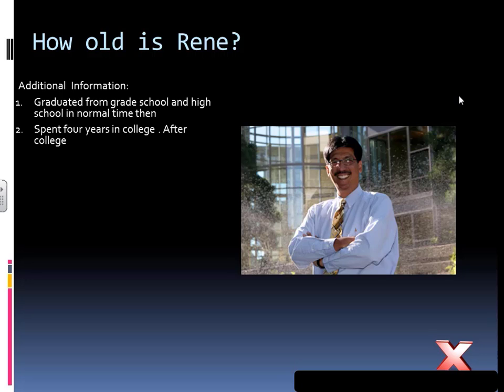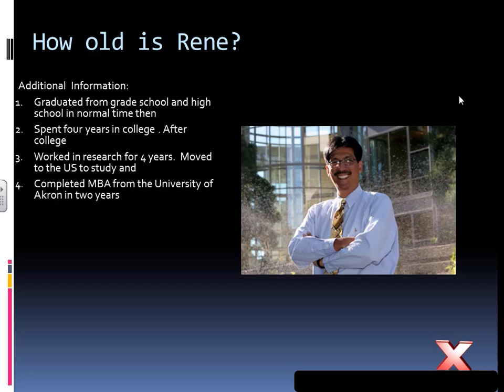Next. So spent 4 years in college. Again, normal time. Useful? Yeah. And then after college there's a series of information here. Worked in research for 4 years. Is that information useful? Yeah, because they are continuous or contiguous time data. And then after that, completed MBA from University of Akron in 2 years. Useful? Again, it is. And then taught at the College of Business Administration of University of Akron for 1 year after receiving MBA. Again, is that useful?